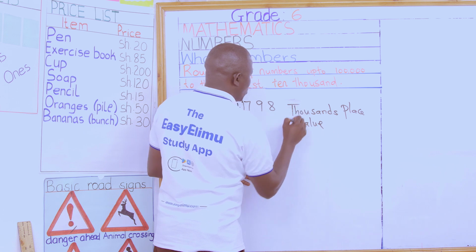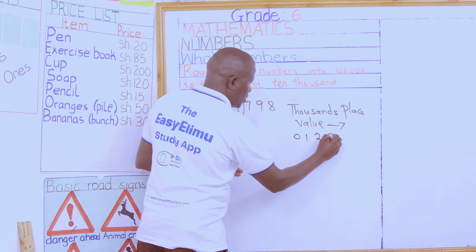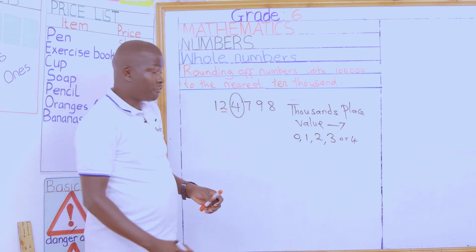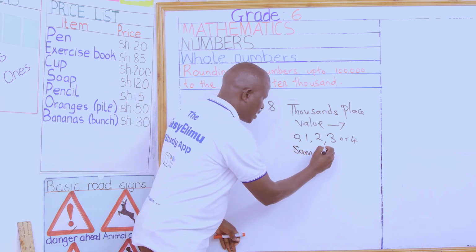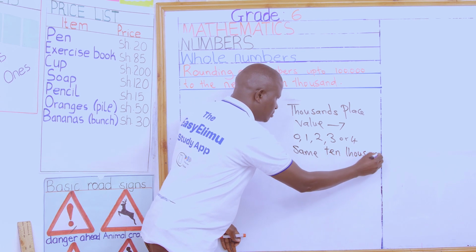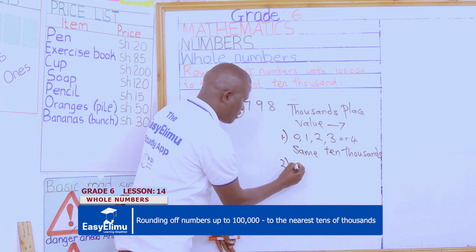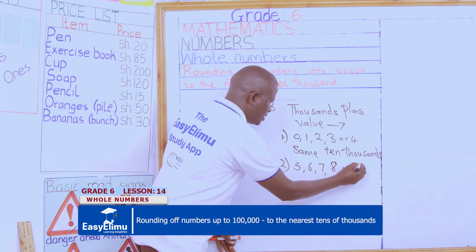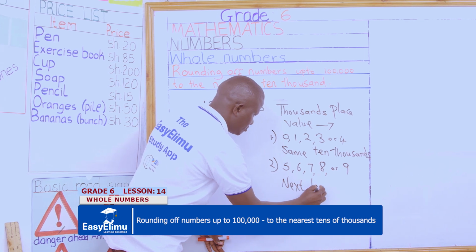And this digit, you will be looking at whether it is 0, 1, 2, 3, or 4. Then our number will be rounded off to the same 10,000. But if it is either 5, 6, 7, 8, or 9, we round it off to the next 10,000.